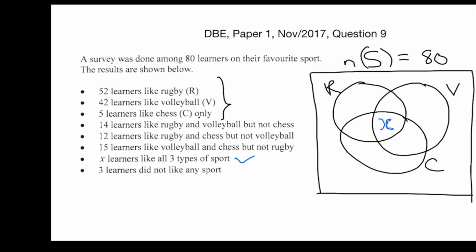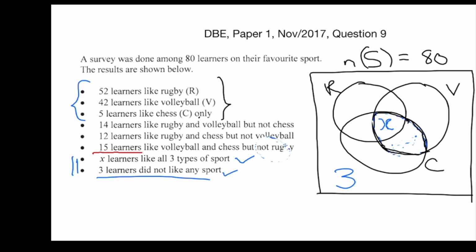What else is obvious to put? Remember, altogether we have 80 learners in this question. Right, it says 3 did not like any sport. So 3 did not like any sport. So clearly 3 must come somewhere outside R, V, and C. So we're done with that one as well.